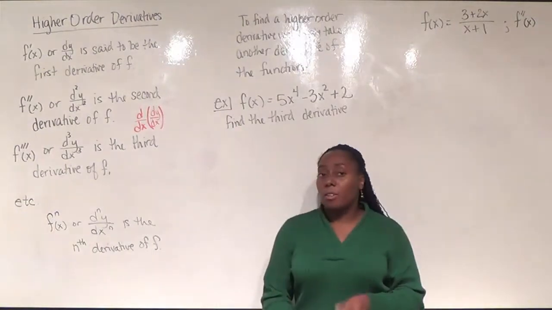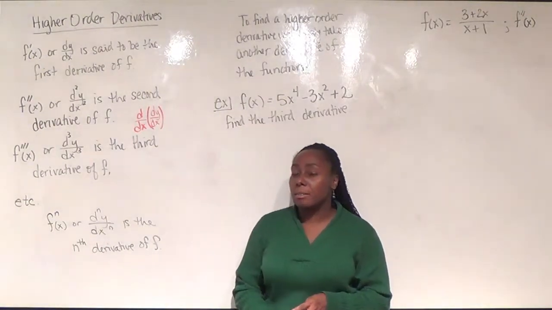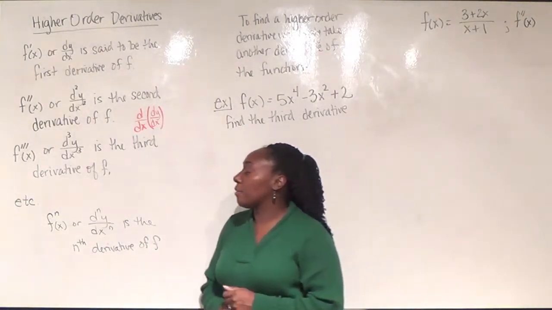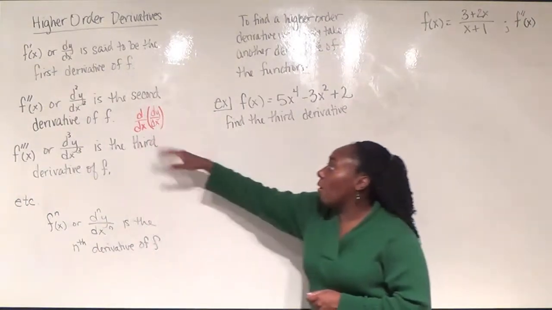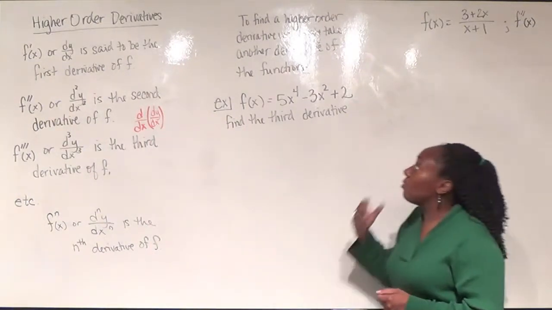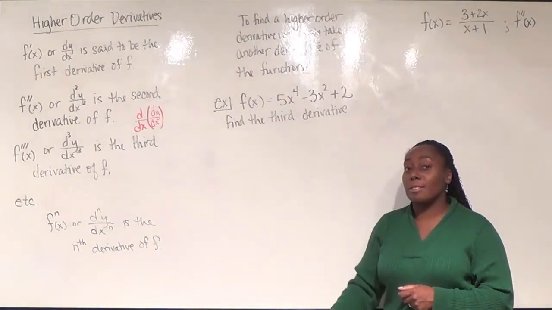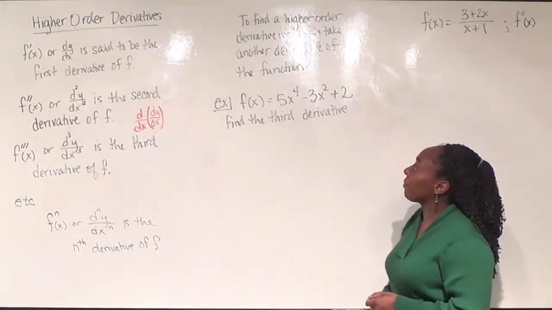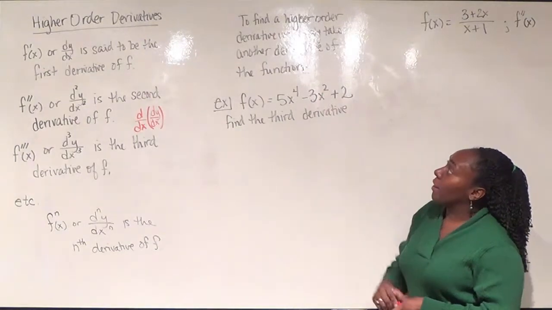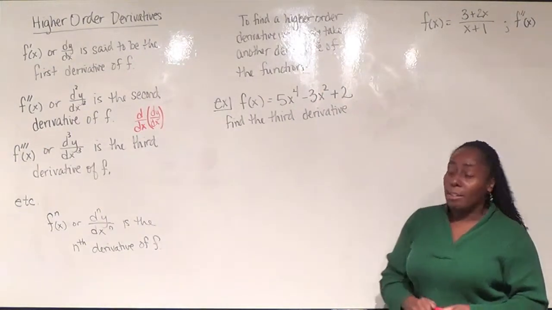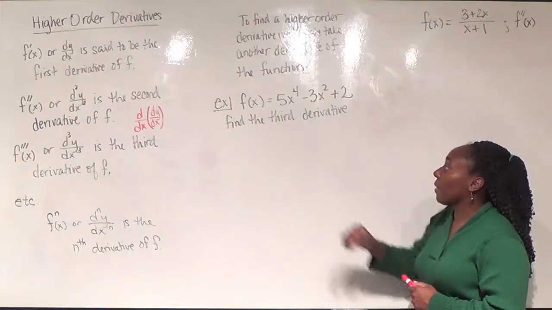Okay? Now the notation can get a little crazy. Not so much now, but definitely later on. And again, all this is saying is I'm going to take the derivative of a derivative in order to get the next order. Okay? So to find a higher order derivative, we simply take another derivative of the function.